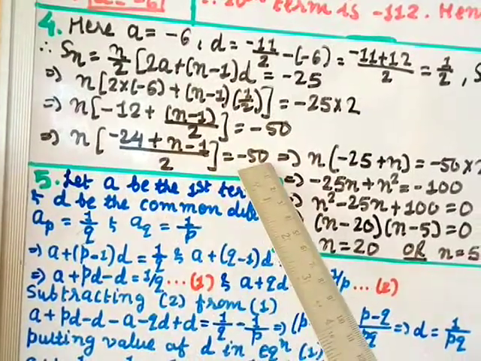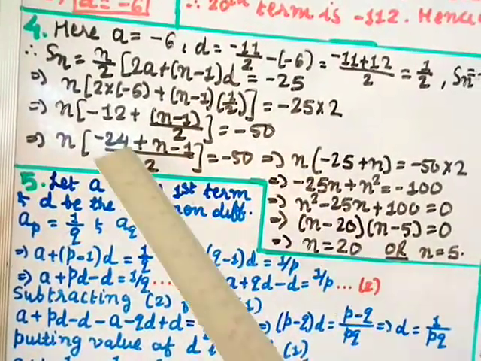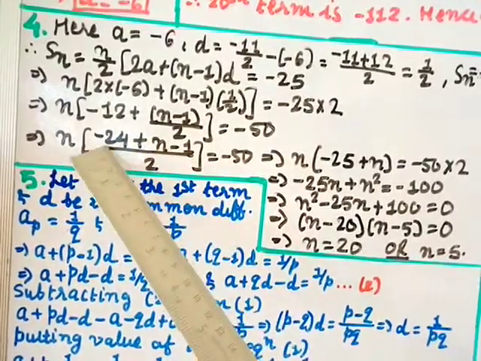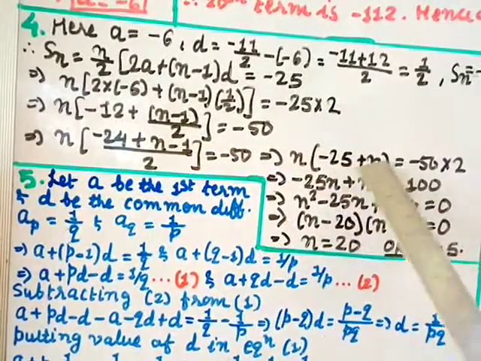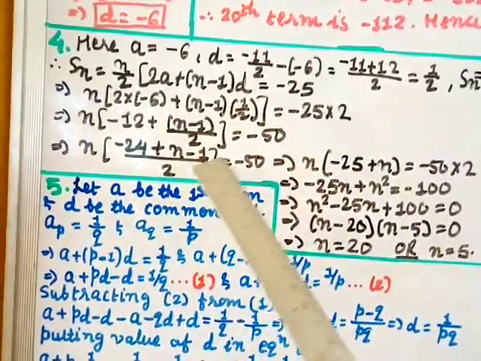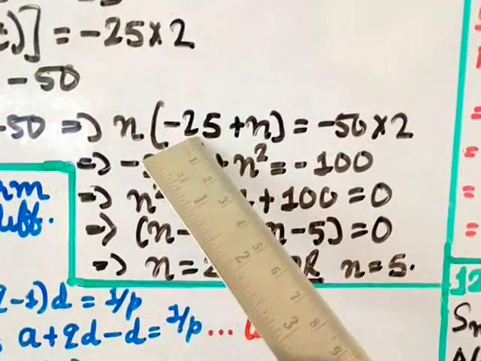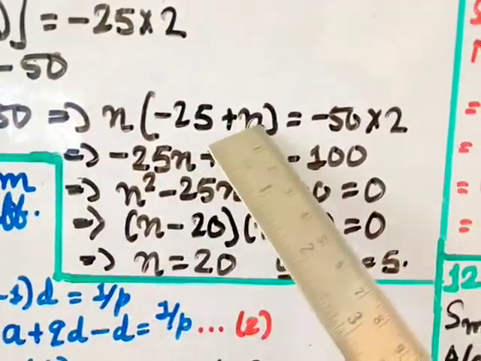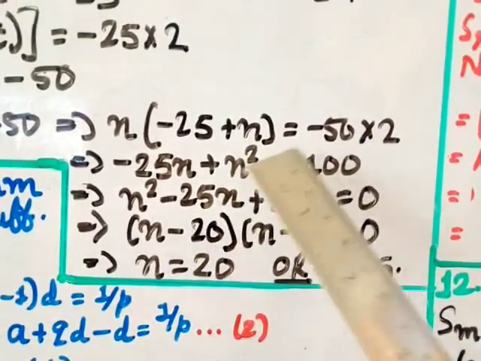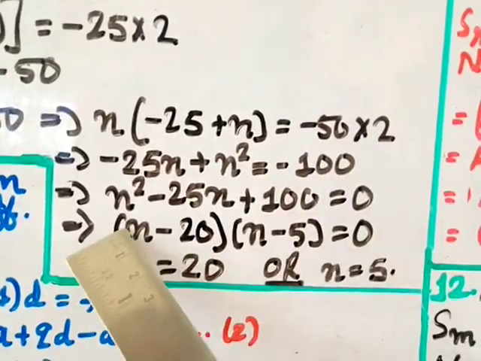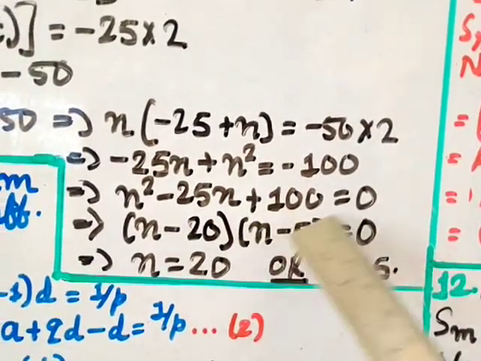Now this 2 I am transferring and multiplying with this minus 50. So this side remains n, minus 24 minus 1, sum is minus 25, plus n, equal to minus 50, and this 2 multiplies here, so into 2. Now multiplying inside, minus 25 into n plus n square equals the product, minus 100. Transfer this 100 over here, so you get n square minus 25n, and the 100 you transfer, it becomes plus 100 equal to 0.